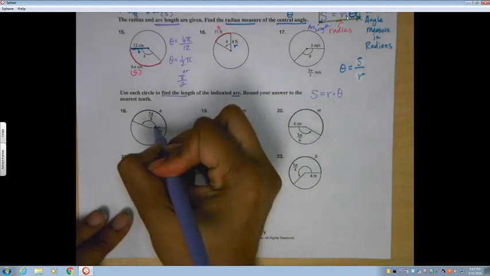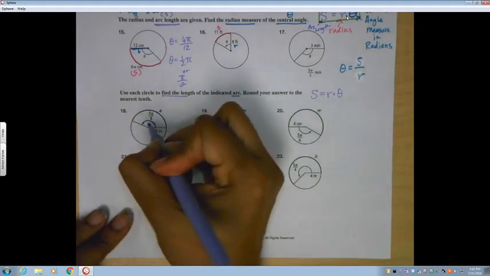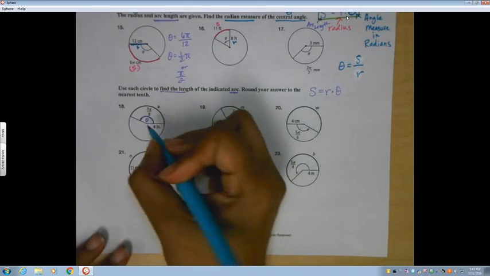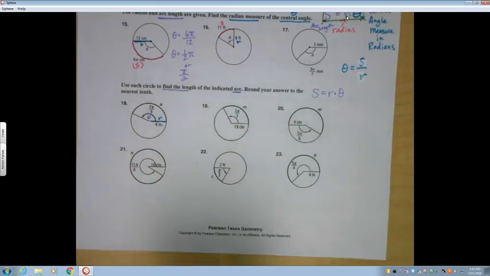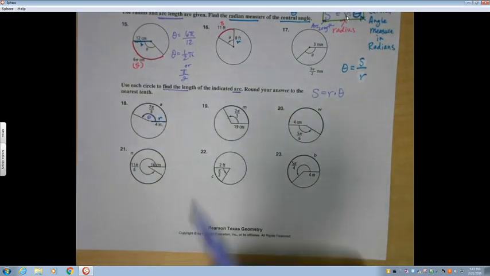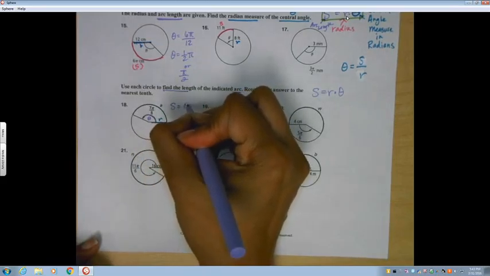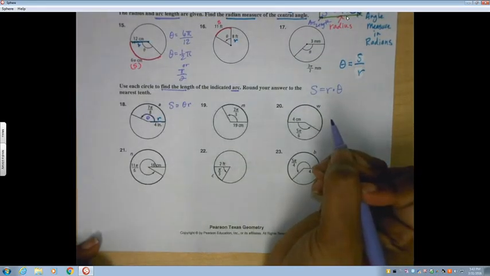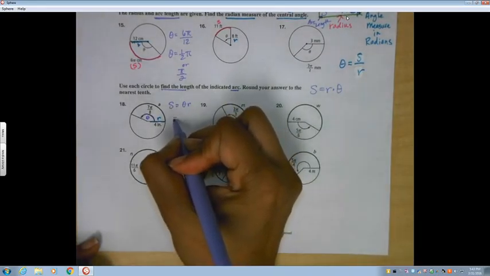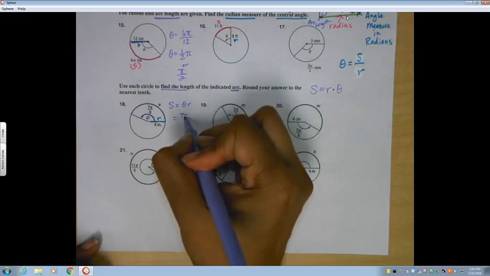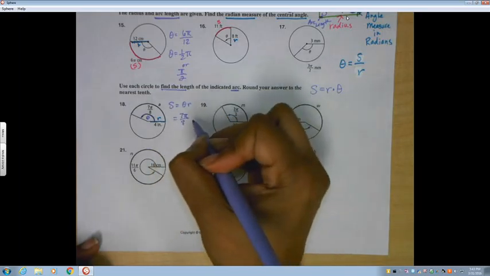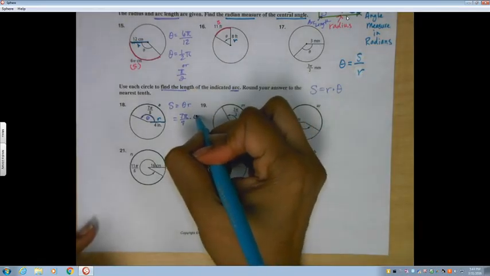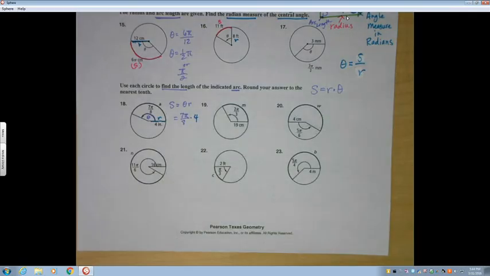So understand, on 18, this curve right here is the theta, and then our 4 is our radius. So to get to our arc length, we're going to plug in the parts. I kind of switched things around, but plug the parts into the formula. So S would be basically theta, which is 7/8 pi, and then we're going to do times 4. And then we're just going to simplify that.